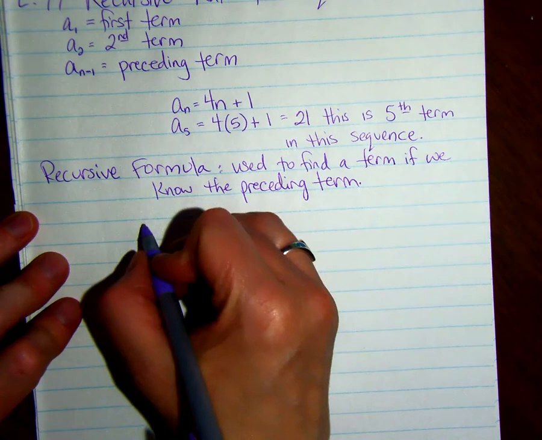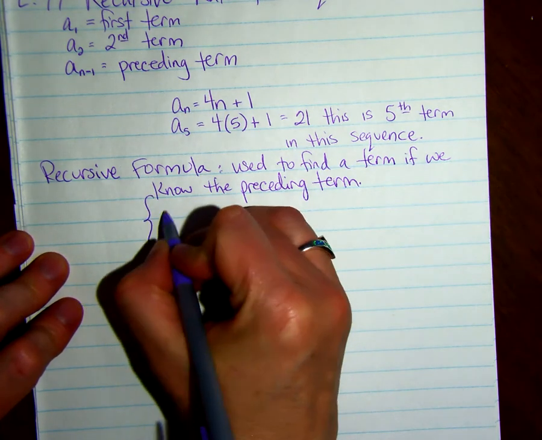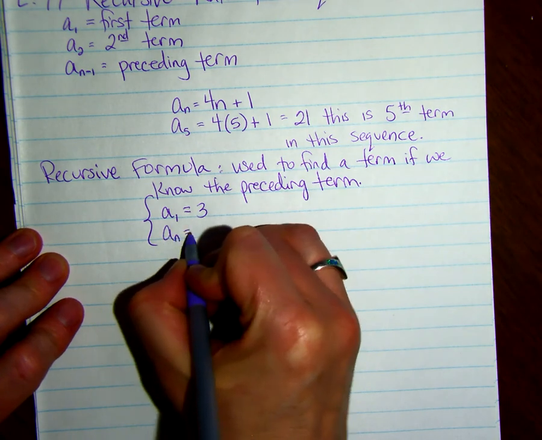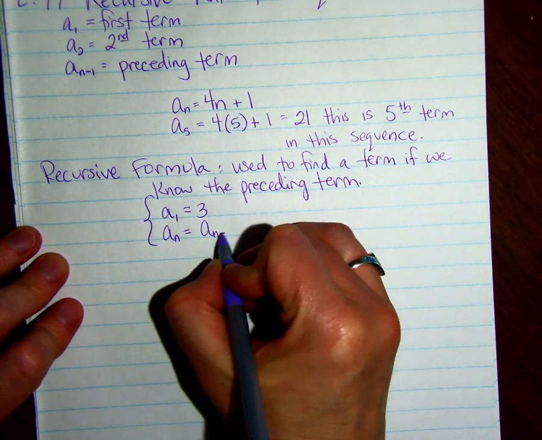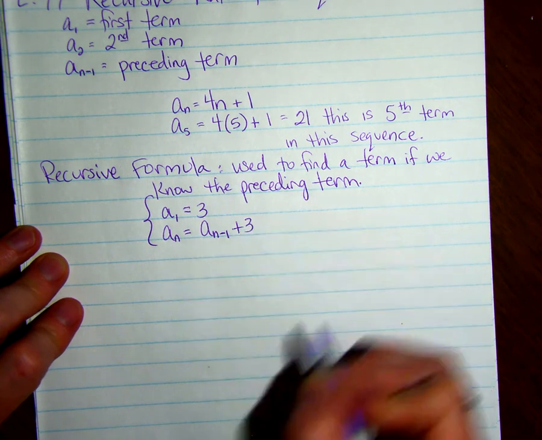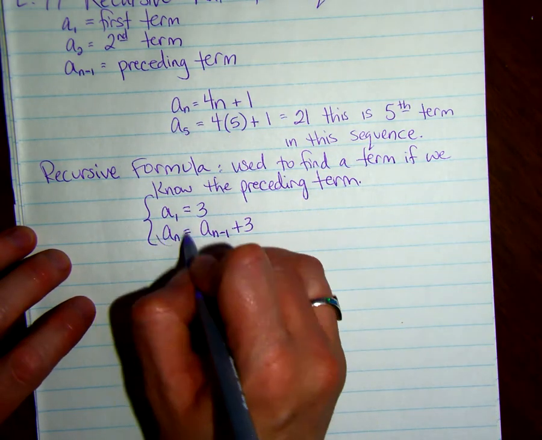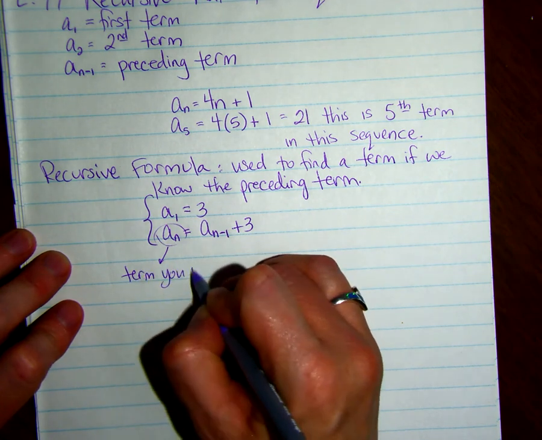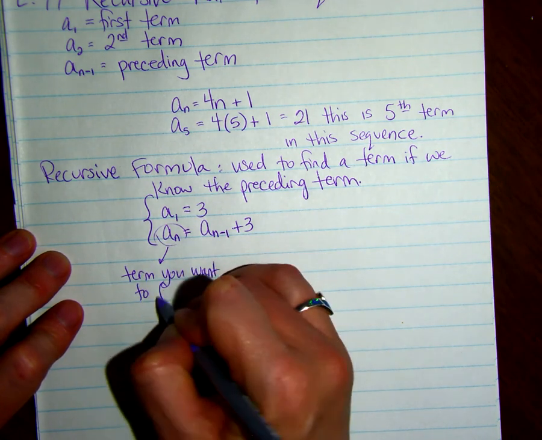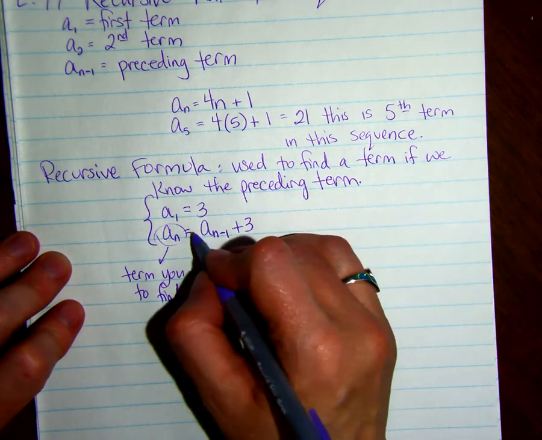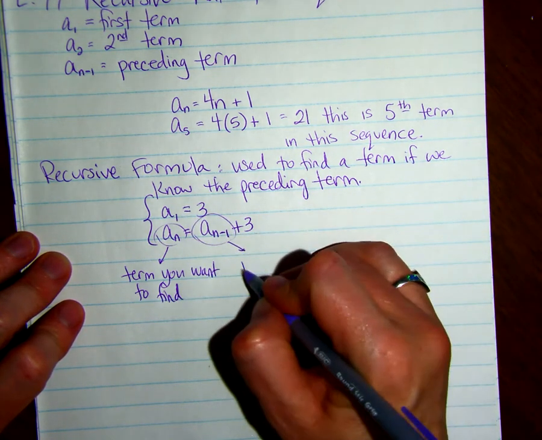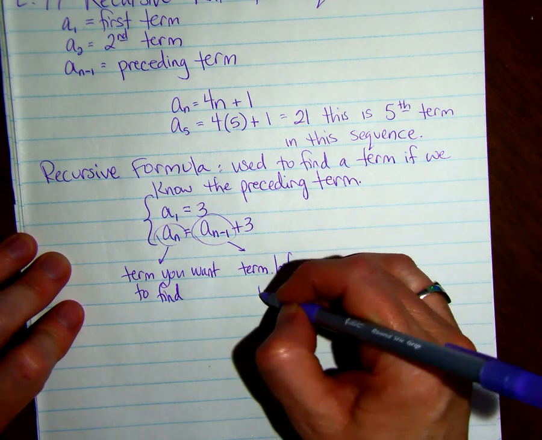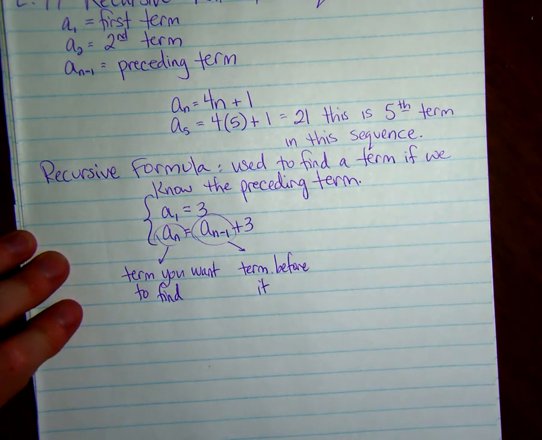So this is how it looks. We'll put a little brace, we'll say a sub 1 equals 3. A sub n equals a sub n minus 1 plus 3. So a sub n is the term you want to find. And a sub n minus 1 is the term before it. So before the one that you're trying to find.